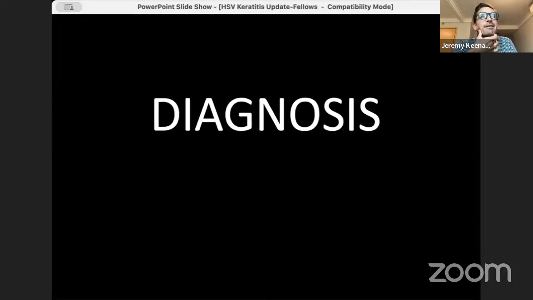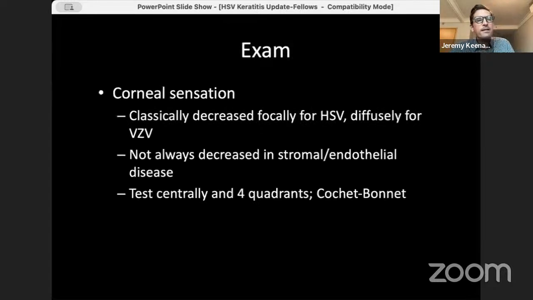All right, so when we talk about diagnosis of herpes keratitis, it is primarily a clinical diagnosis, made just on slit lamp exam. But there are certain tests that can be helpful. On exam, it's helpful to test for corneal sensation. A key finding with herpes eye disease in general is reduced corneal sensation. Classically, this would be a focal loss of sensation for herpes simplex virus, whereas it's a diffuse loss for varicella zoster virus.